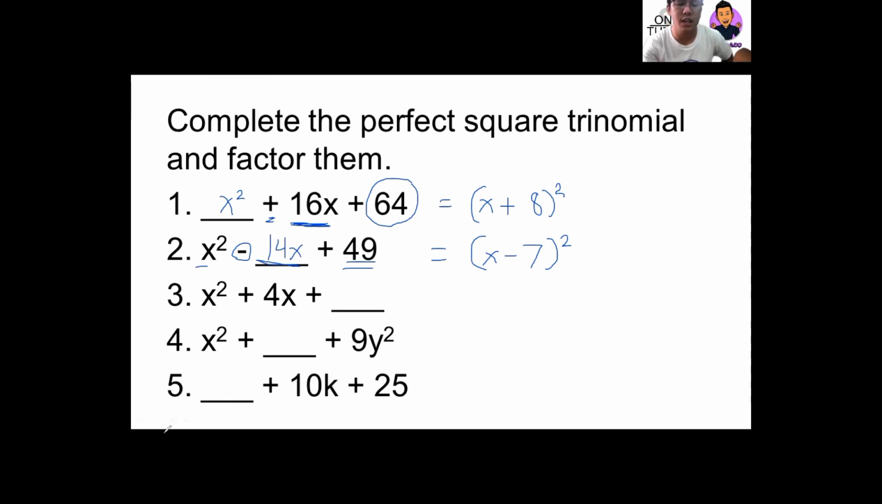And next, for number 3, x squared plus 4x plus blank. Since the square root of x squared is x, and this is positive, so this should be positive. So what should be the value of this, or what number is this? Since this is 4x, and this is twice the product, if we divide this by 2, that is 2x, then divide by x, that is 2. Therefore, this is 4, since 2 squared is 4.